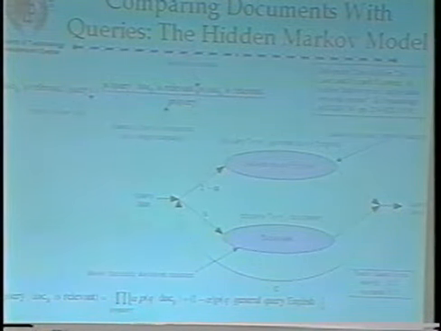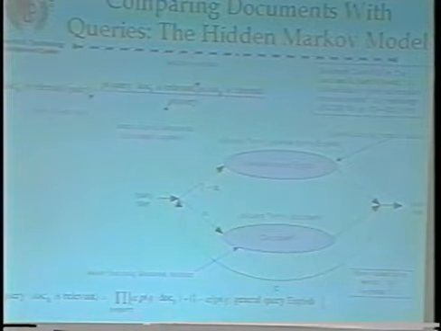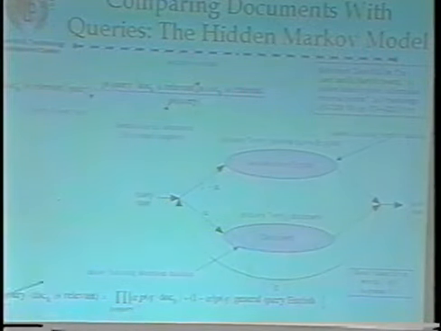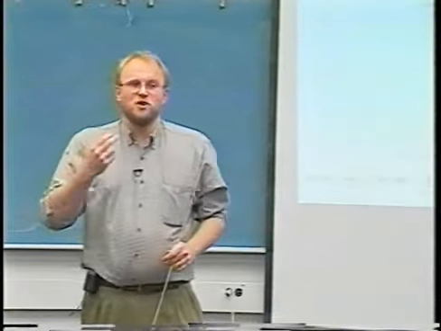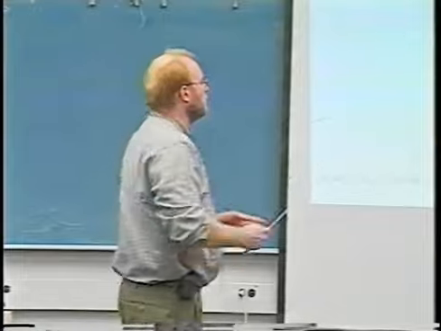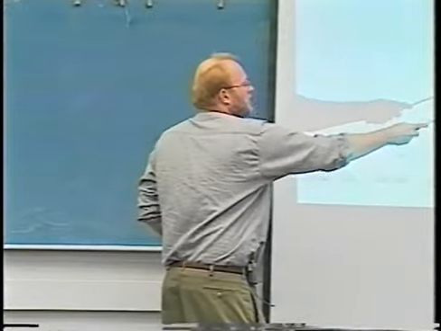Okay? So we can build a little dinky hidden Markov model that has 2 states. The purpose of this model is to generate the query given that you know that the document is relevant. So it has 2 states. One state is responsible for spitting out words that are in the document. Okay? Another state is responsible for just spitting out query terms at random.